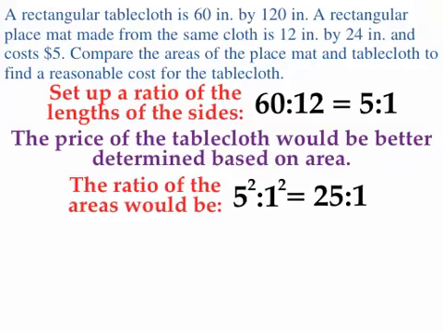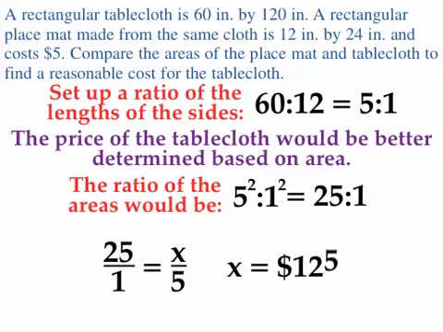Now that I have a ratio of the area, I'm ready to set up a proportion to find a reasonable cost for the tablecloth. So use 25 over 1 and set that equal to x over 5. X would be the cost of the tablecloth and 5 is the cost of the placemat. To solve a proportion, we cross multiply, so I need to do 25 times 5 and x times 1. So x is going to equal $125. That would be a reasonable cost for the tablecloth.